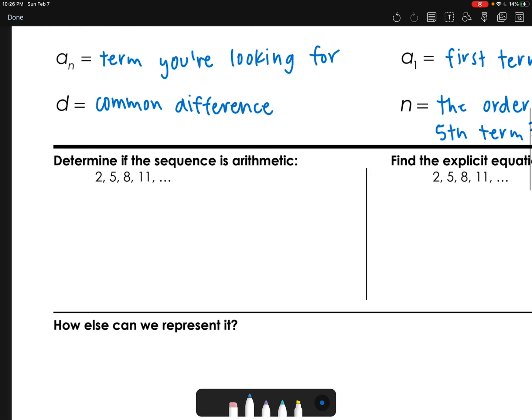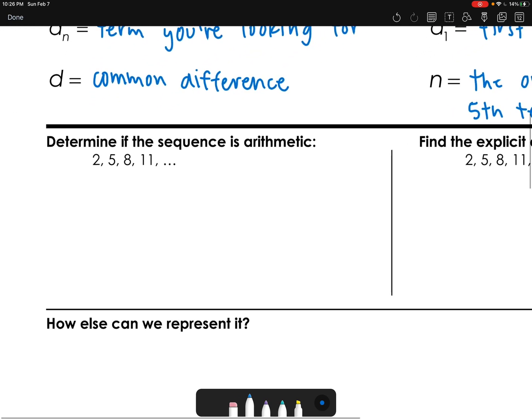So first thing we need to do is determine if this sequence is an arithmetic sequence. And so how we do that is a little trick, if you will, would be right minus left. So you take your term on the right and you subtract your term on the left. So 5 minus 2 is 3. Okay, so now we need to take the next term. So we do 8 minus 5, that's 3.